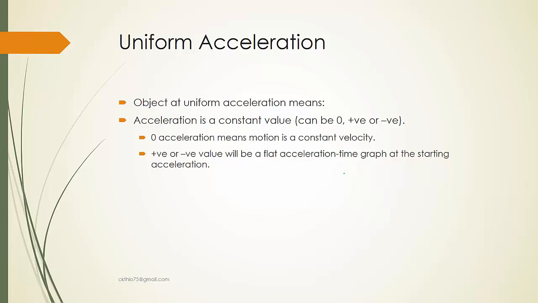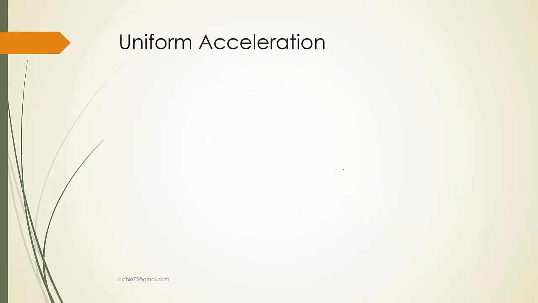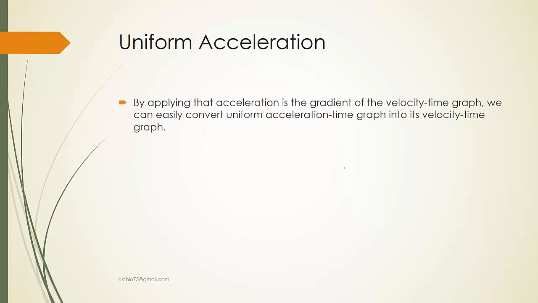So we focus on the acceleration time graph, then we convert to velocity time graph, then from velocity time graph convert to displacement time graph. So this is simple, just a flat line. It can be positive, it can be negative acceleration. Again, acceleration is the gradient of the velocity time graph.